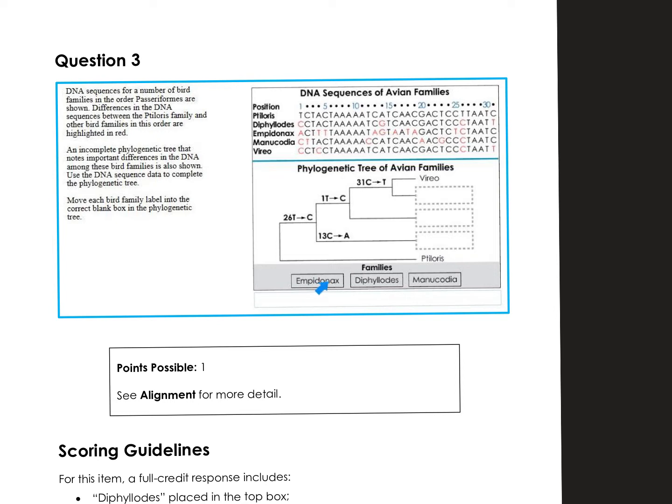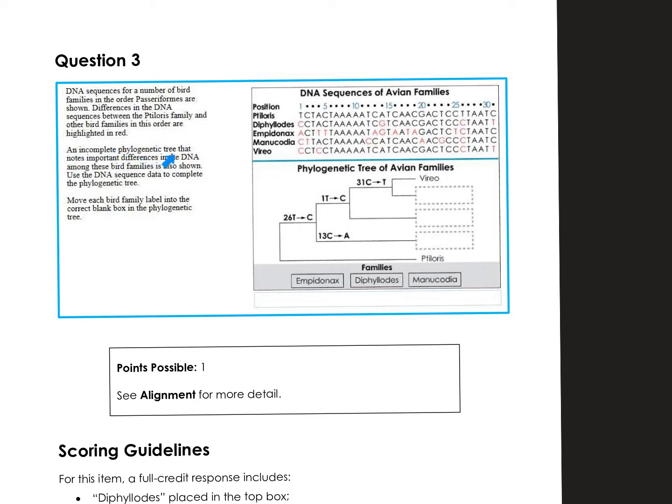The question they're probably going to ask me is to take one of these and place them where they belong here. So it says DNA sequences for a number of bird families in an order of passeriformes are shown. Differences in DNA sequences between the Pitloris family and other bird families in this order are highlighted in red. And they even tell you, you don't have to figure it out, but again, just scan the diagram. Does it make sense? And then read and try it. It should take you a very short period of time.